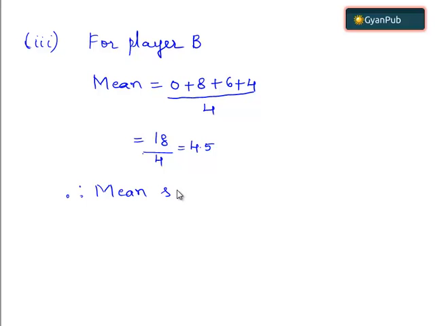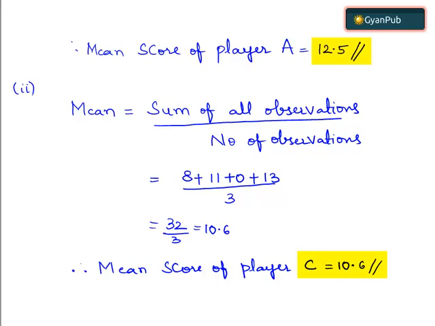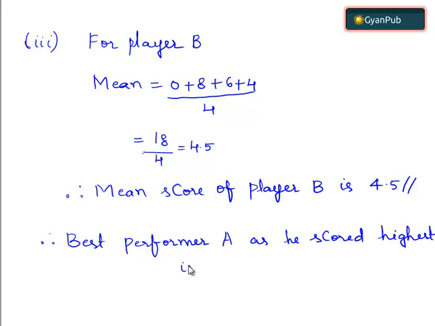Therefore, the mean score of player B is 4.5. Now let's move on to the fourth part. Here they have asked us who is the best performer among all the players A, B and C. When we observe, player A is 12.5, C is 10.6 and B is 4.5. Therefore, the best performer is A, as he scored highest in all the 4 games.